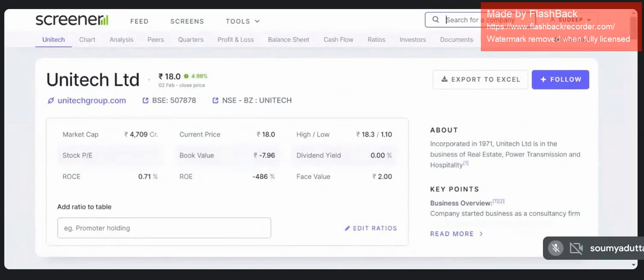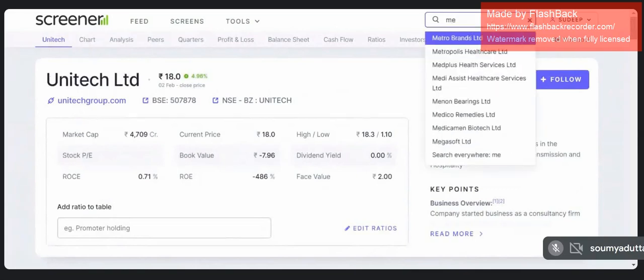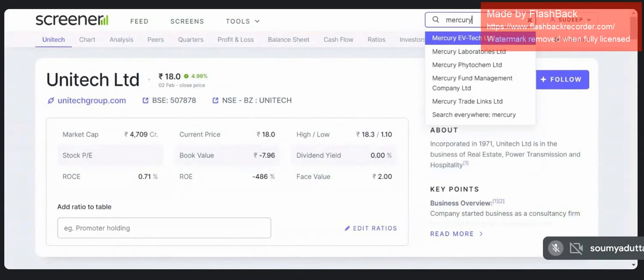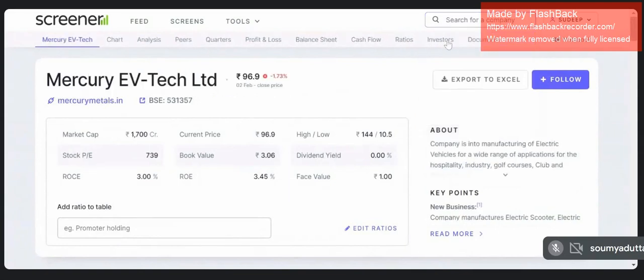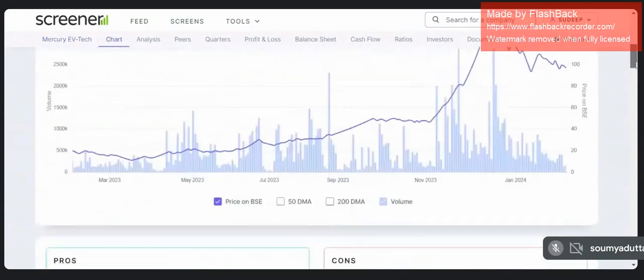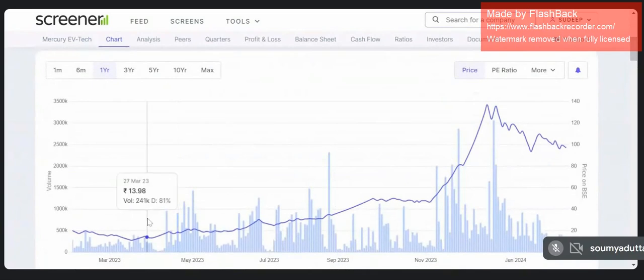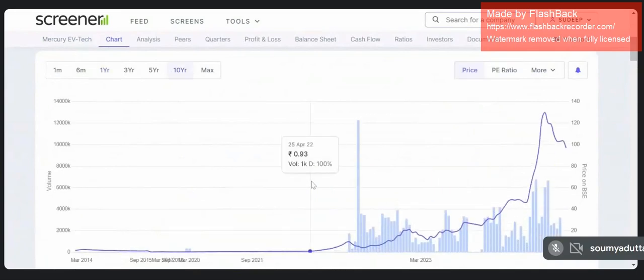I'll show you some more examples. See this, Mercury EV Tech. See this stock. It has jumped from 11 rupees to 130 rupees. In 2021, it was just 1 rupee. 1 rupee to 130 rupees. So 130 times these idiots have made money.